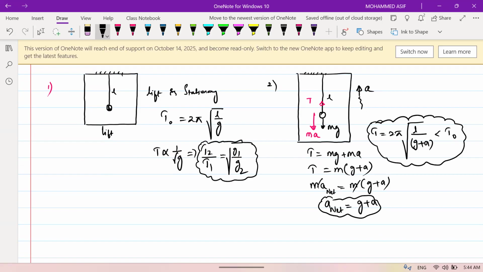So when it is accelerating in the upward direction, sorry, the time period of the pendulum is given by the formula T is equal to 2 pi under root of L divided by G. Here this one is your tension, beta, and this T is your time period. Be careful of that. Okay.